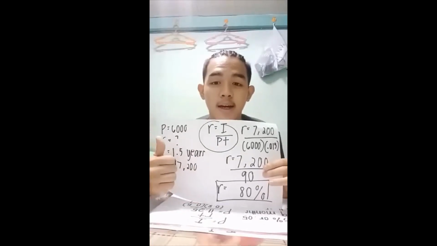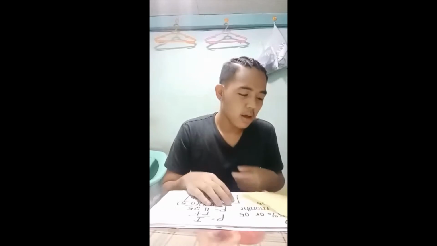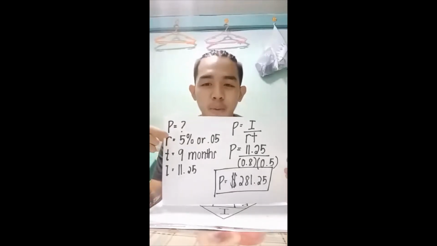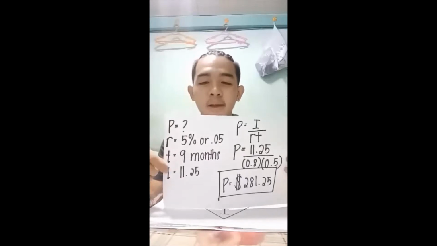Is that clear? Proceeding to problem number 3. An investment earned $11.25 after 9 months. The rate was 5%. What was the principal value? In that problem, the principal value was missing. The rate is 5%. The time is 9 months. The interest is 11.25.